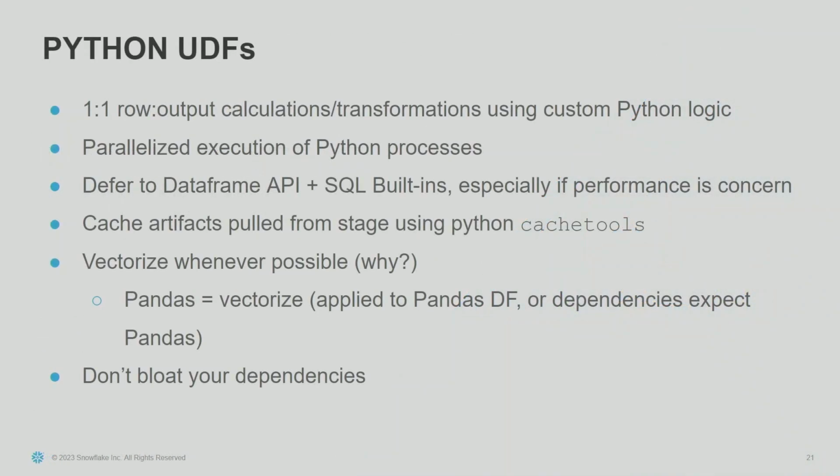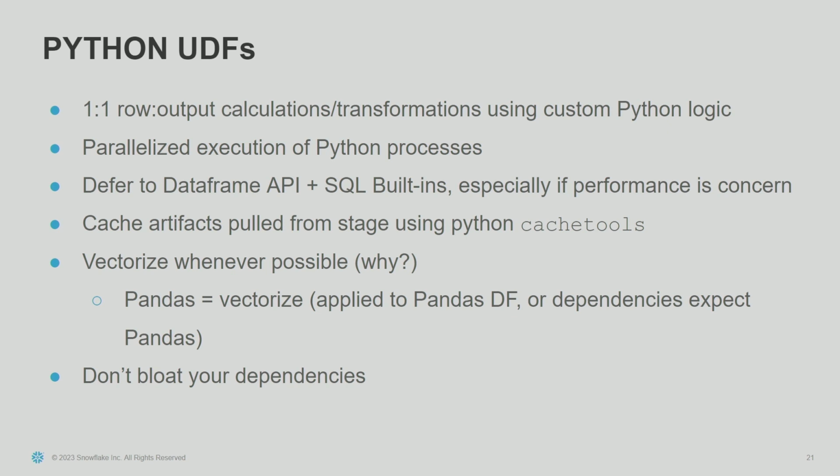Okay, UDFs. Again, vanilla UDFs are one-to-one row-wise calculations. We do all of the parallelization of that execution across the virtual warehouse compute nodes for you, but they allow you to implement custom Python logic to do one-to-one style transforms. When performance is a concern, if there's a native DataFrame API or SQL operator that allows you to achieve the same thing you're trying to do, you will get better performance using the SQL or DataFrame implementation instead.